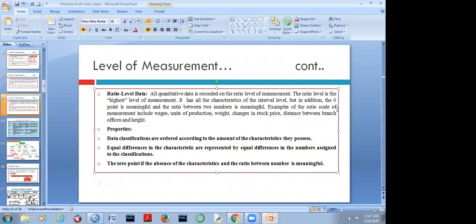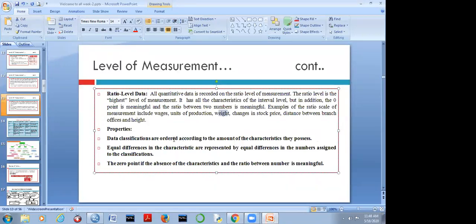Examples of the ratio scale of measurement include wages, unit of production, weight, changes in stock price, distance between branch office और height of the student, height of my height. ये जो डेटा है ये सारा डेटा टाइप आप जब हाइट निकालते हो, that is come under the ratio level data. प्रॉपर्टीज क्या है? डेटा क्लासिफिकेशन ऑर्डर अकॉर्डिंग टू द अमाउंट कैरेक्टरिस्टिक्स दे पॉसेस.